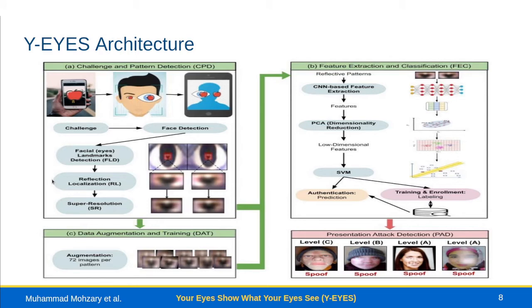Your Eyes architecture. As you can see in the figure, our method consists of three modules. First, challenge and pattern detection. Second, feature extraction and classification. And finally, data augmentation and training.